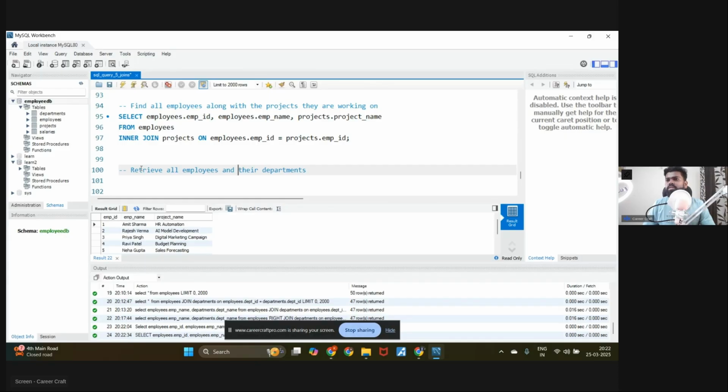There is one question Pius is asking: sir, employee ID is the primary key in salary data. If we use where salaries dot employee ID is null, we will get the same data. Is it right? Yeah, that's also true, right?